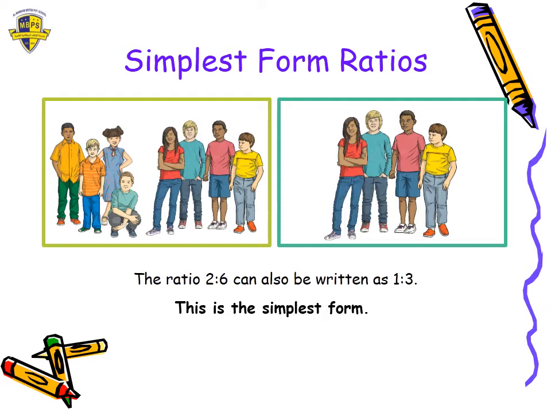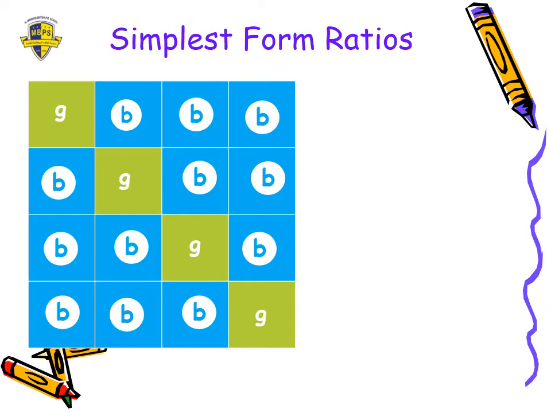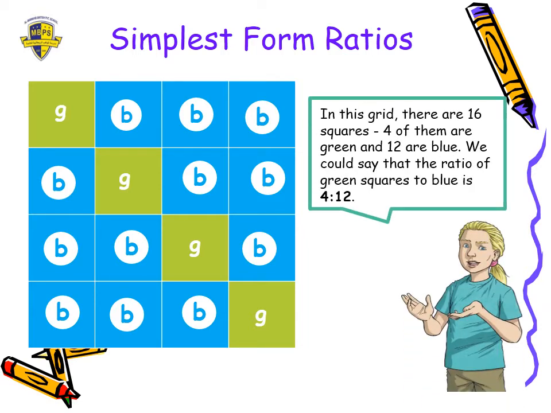We can say that 1 to 3 is the simplest form of 2 to 6. So what do we mean by the simplest form? Okay, let's solve this to know what we mean by the simplest form. What is the ratio of the green ones to the blue ones? How many green squares? Count. Good, there are 4. And how many blue? Excellent, 12. So the ratio now is 4 to 12.